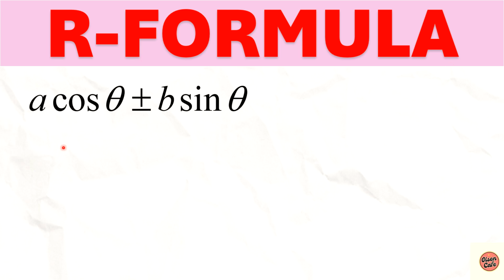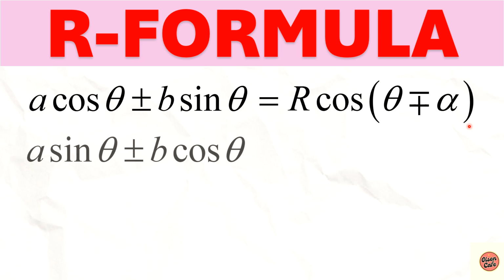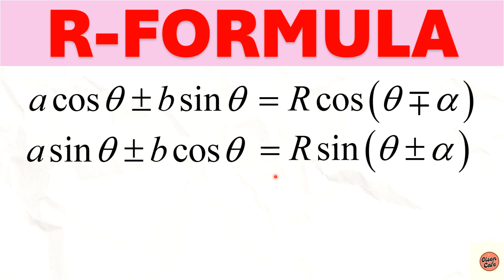Now that I've shown you how the formula is derived, do take note that you need not show the proof in every question that you solve. All you need is to be familiar with the formula and you can apply it directly. What we have done earlier in this example is to express a cosine theta plus b sine theta in the form R cosine (theta minus alpha). Now, what if I give you an expression in terms of a sine theta plus b cosine theta? By using the addition formula, you can express it into R sine (theta plus alpha).